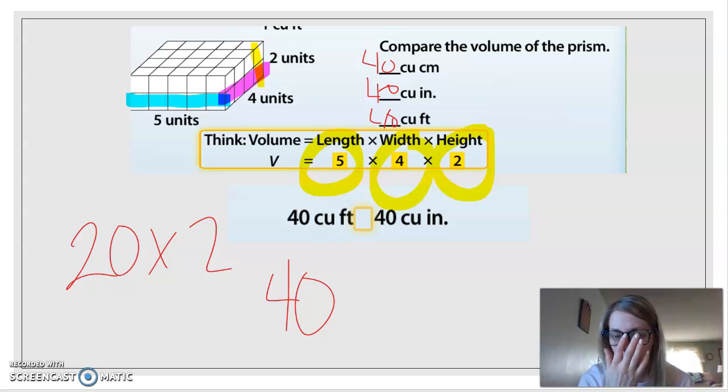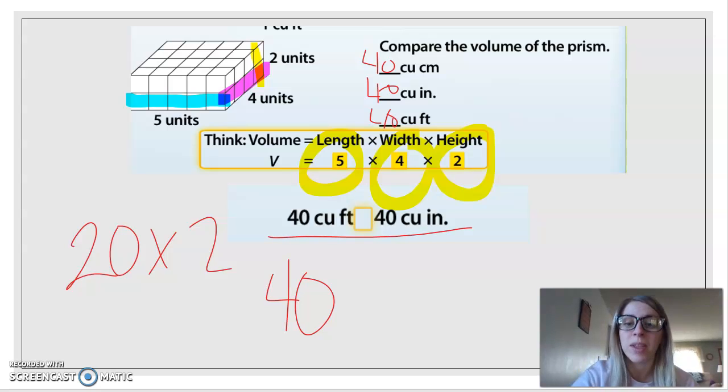It's all the same. But now they want us to compare feet and inches. So remember, our alligator mouth has to eat the one that is larger. So is 40 cubic feet bigger or smaller than 40 cubic inches? If you answered the alligator mouth eating the feet, you are correct.